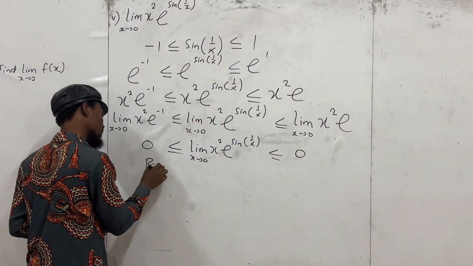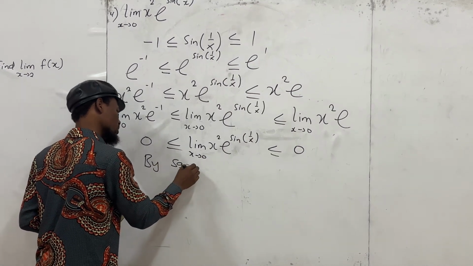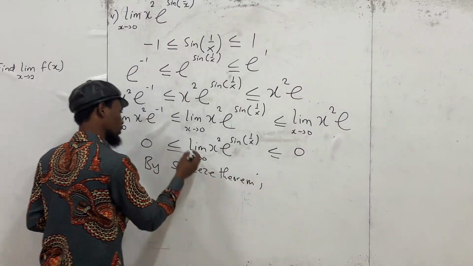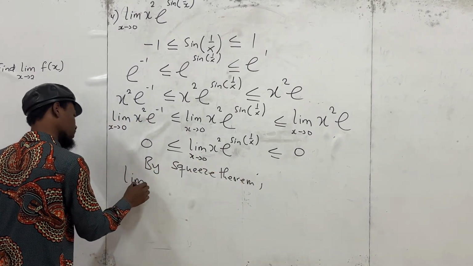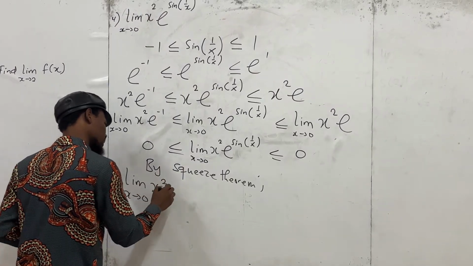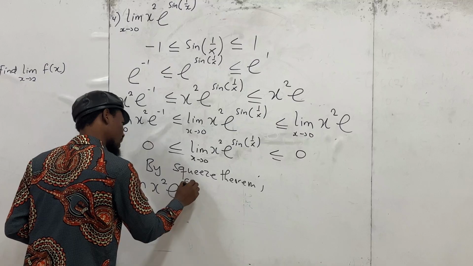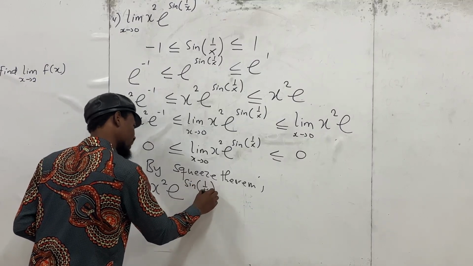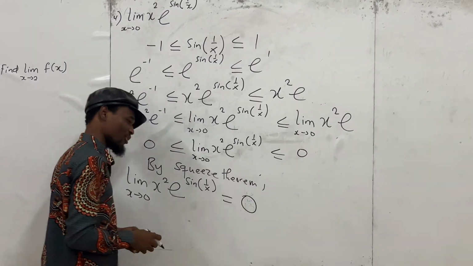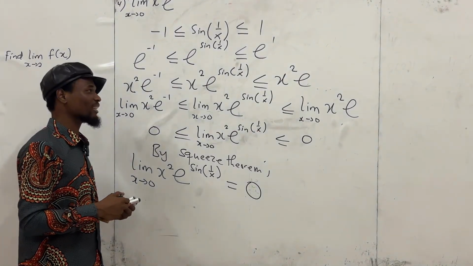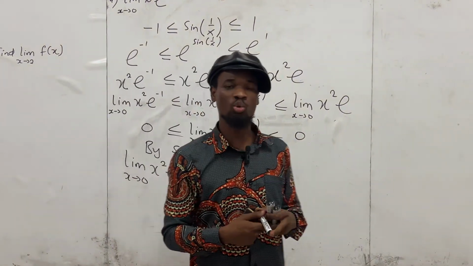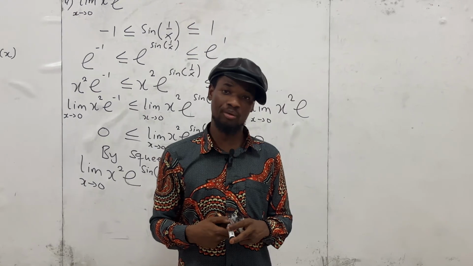So by the squeeze theorem, we say that the limit as x approaches 0 of x squared times e to the power of sine of 1 over x is equal to L, which is equal to 0. Viewers, this is the end of the squeeze theorem, or the sandwich theorem.